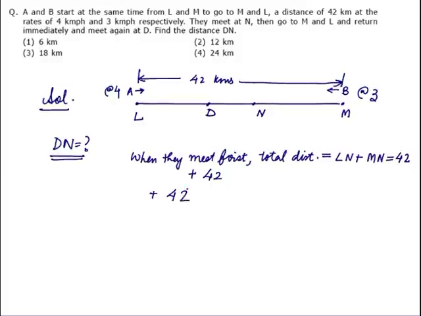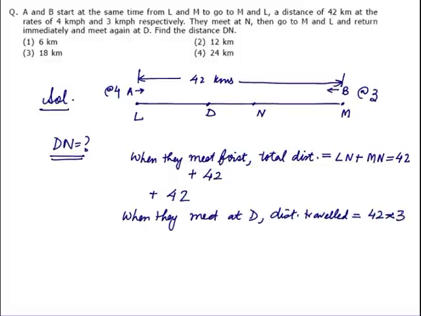So that means they have again covered a distance of how much? 42. So that means when they meet at D, the distance traveled by both of them together has been 42 plus 42 plus 42. We have just seen that. And the total distance they have traveled has actually become equal to 126 kilometers. So I hope this is very clear.